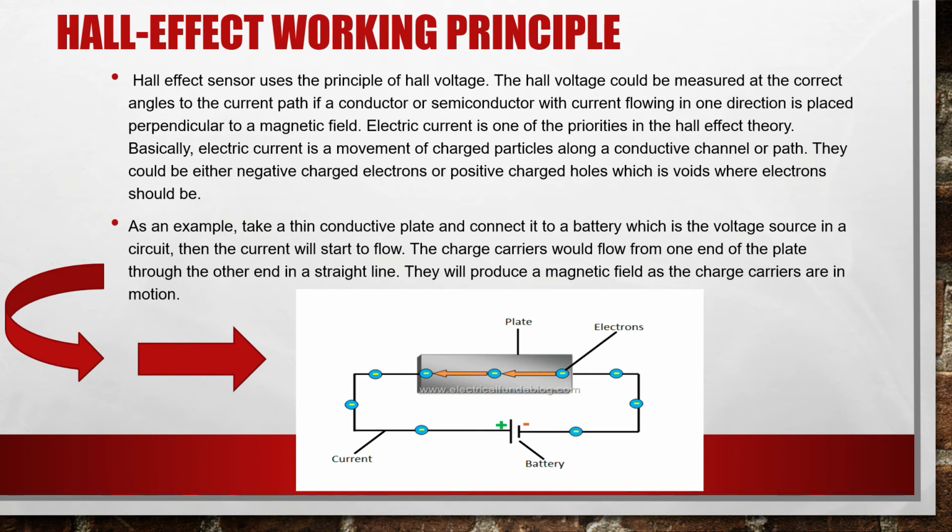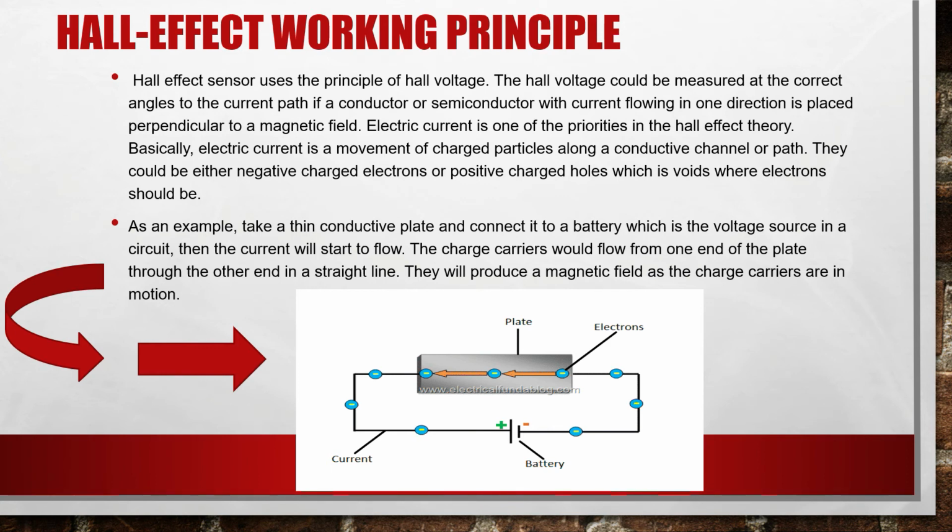Okey, Hall effect sensor ni dia guna Hall voltage principle. Hall voltage tu dapat diukur dengan tepat apabila magnetic field tu diletakkan menegak pada 90 darjah ataupun perpendicular pada current flow tu. Okay, electric current ni juga salah satu keutamaan dalam Hall effect theory. So, sedikit penerangan tentang electric current. Electric current ni ialah pergerakan charge particle melalui conductive channel ataupun path.